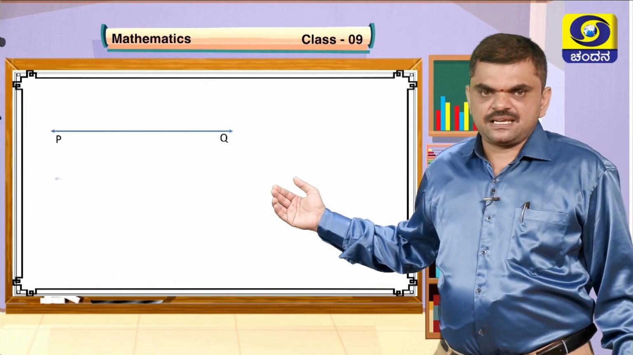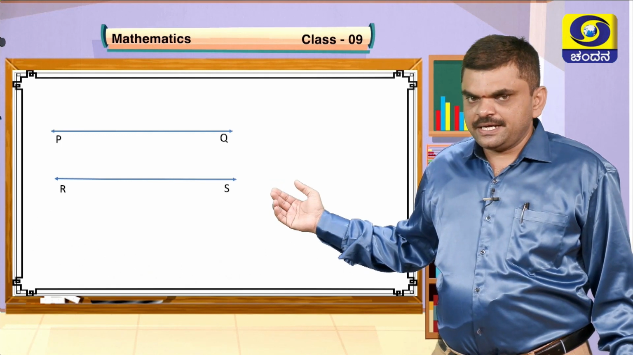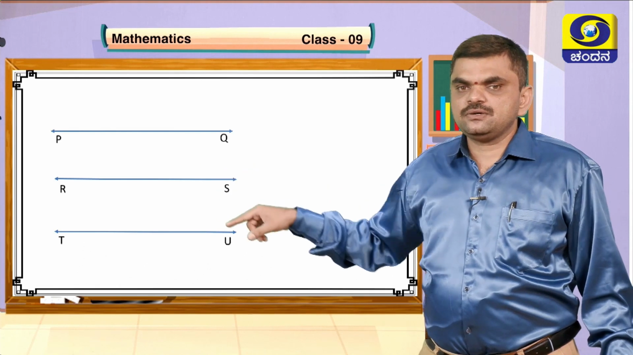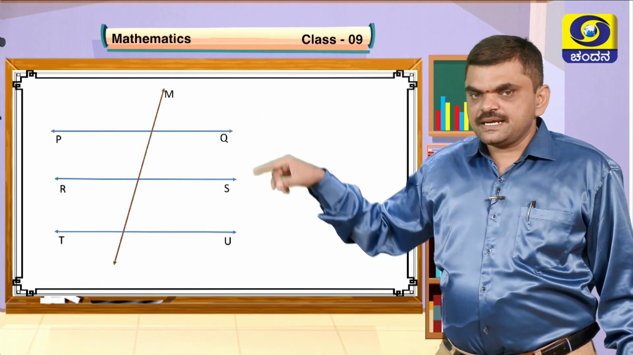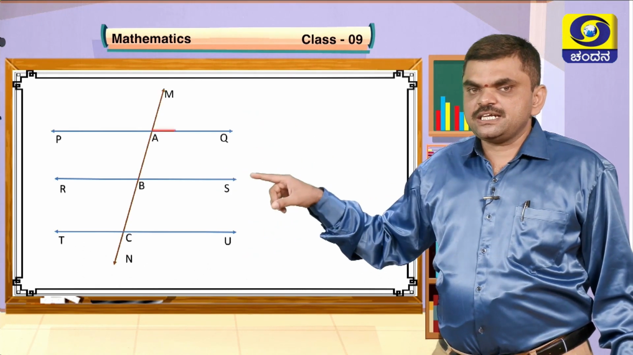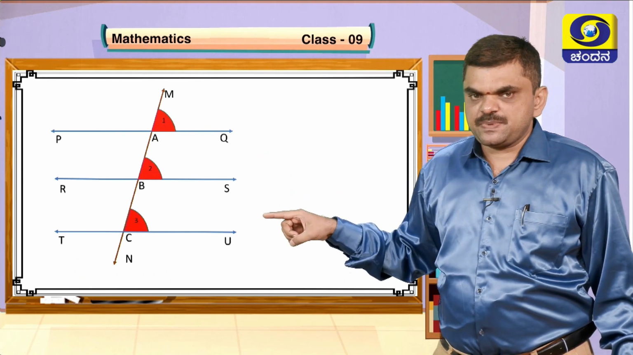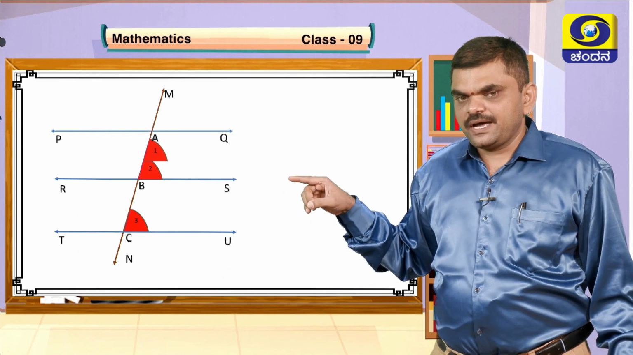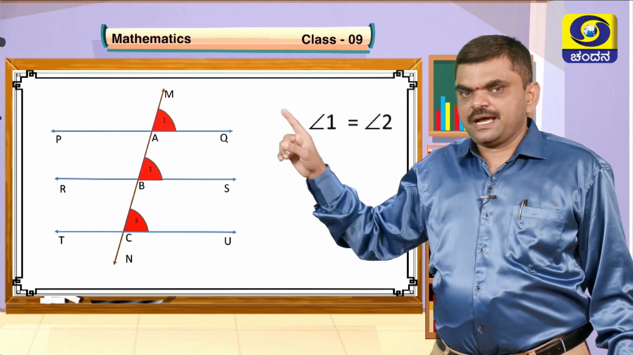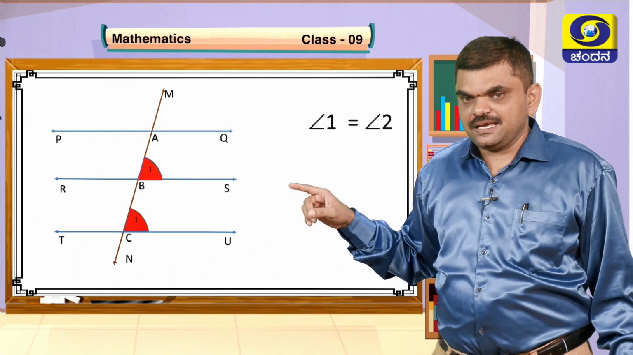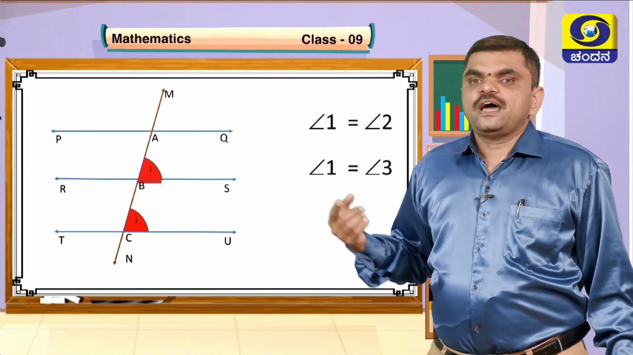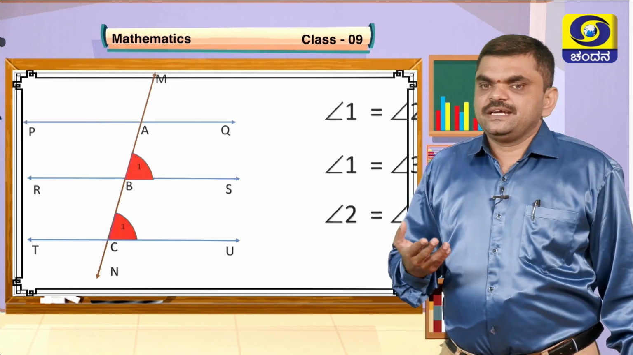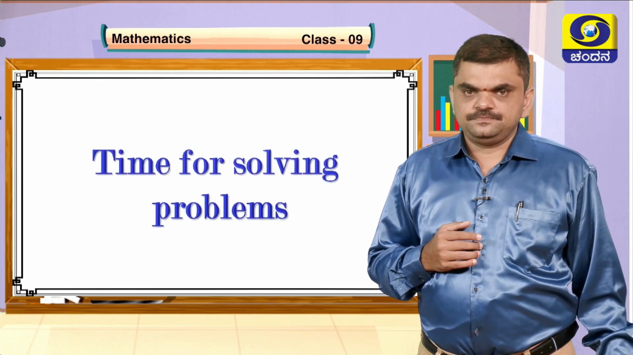Observe, PQ is a line, RS is a line parallel to PQ, whereas TU is a line which is parallel to RS. Now there is a transversal MN which cuts them at A, B, C respectively. Now find the angles. Angle 1 is equal to angle 2. Yes. Angle 1 is equal to angle 3. Yes. Therefore, angle 2 is equal to angle 3. This is how it can be represented, children.